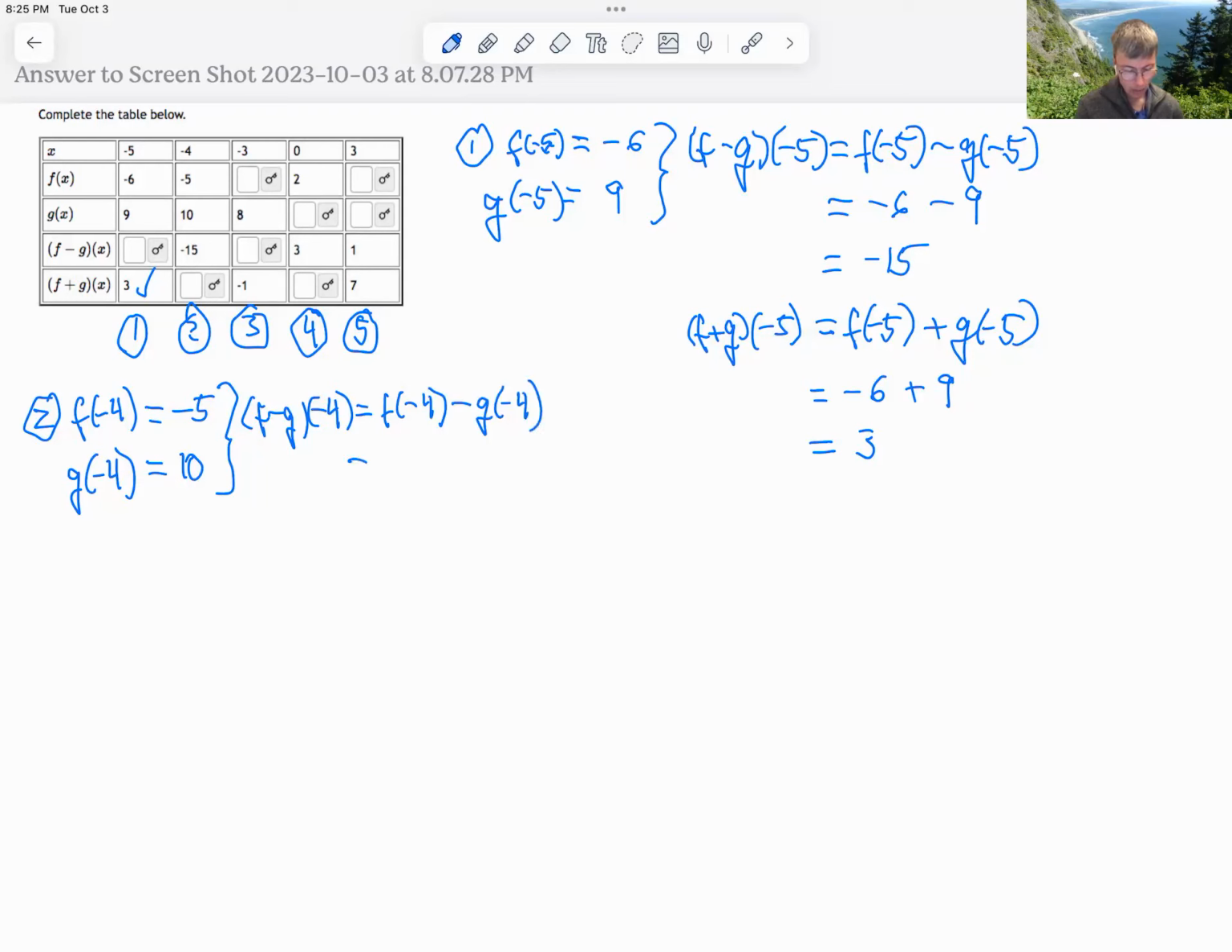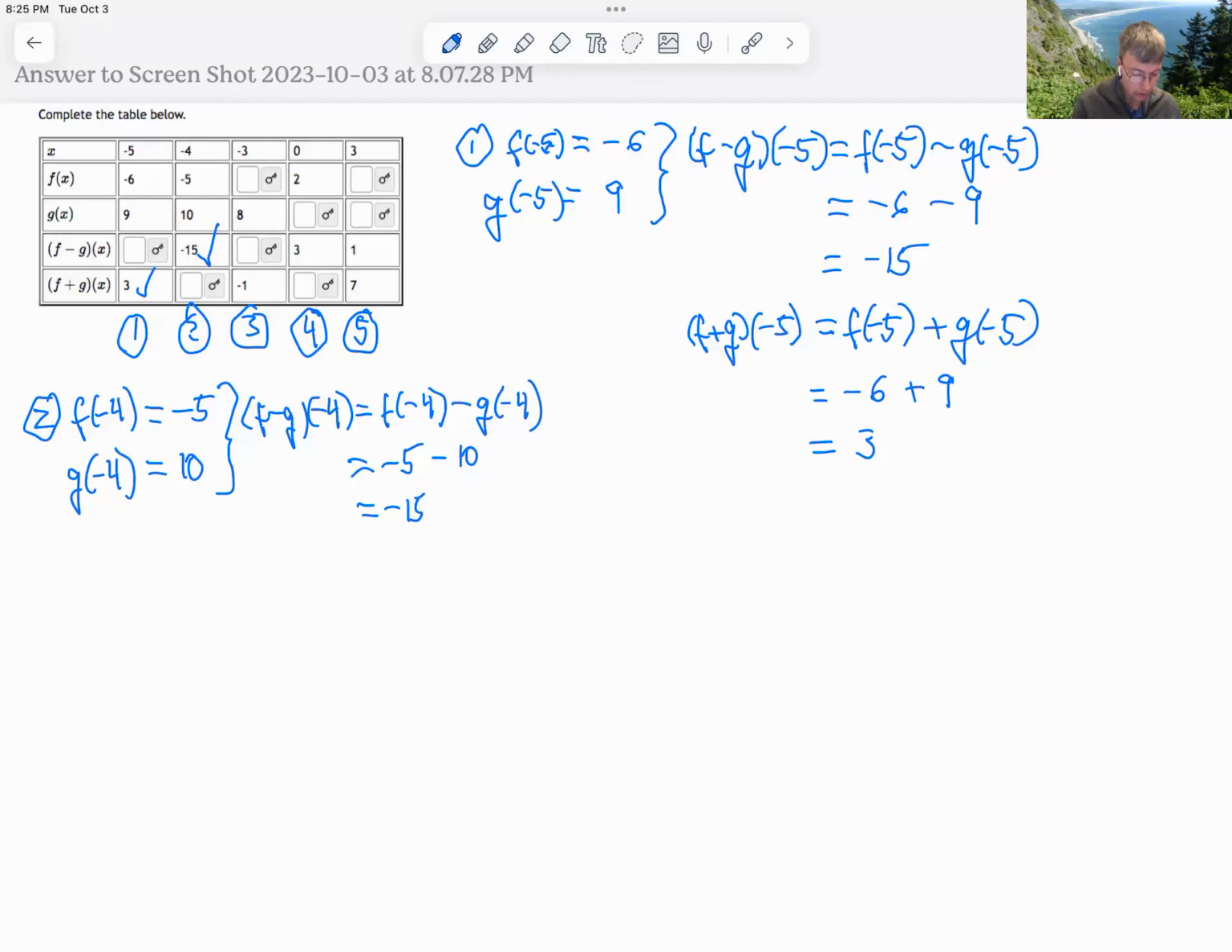And I plug in my values, so I have -5 minus, and the g of -4 is 10. So I have -15, and yes, that is correct. So again, check. We are interpreting this table correctly, which is nice.